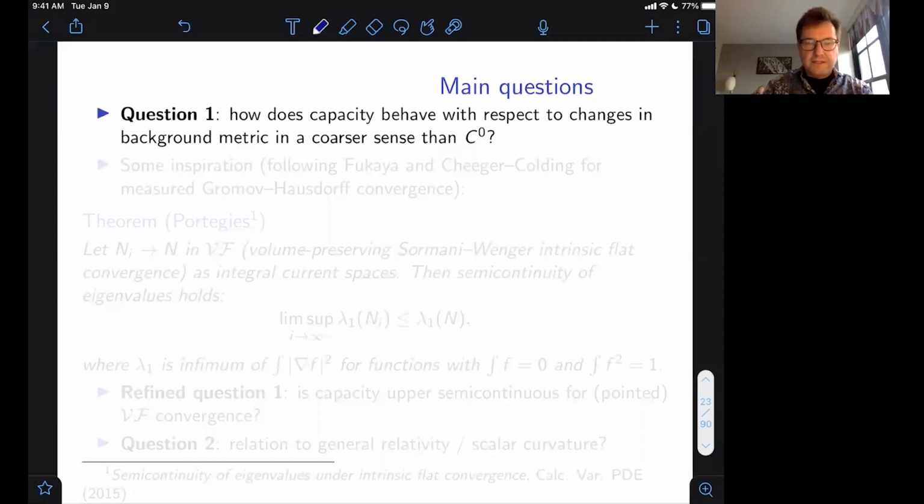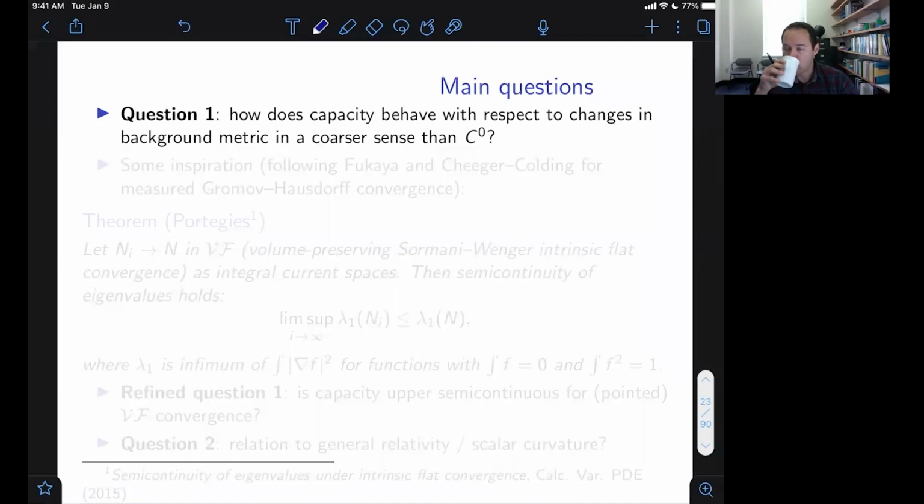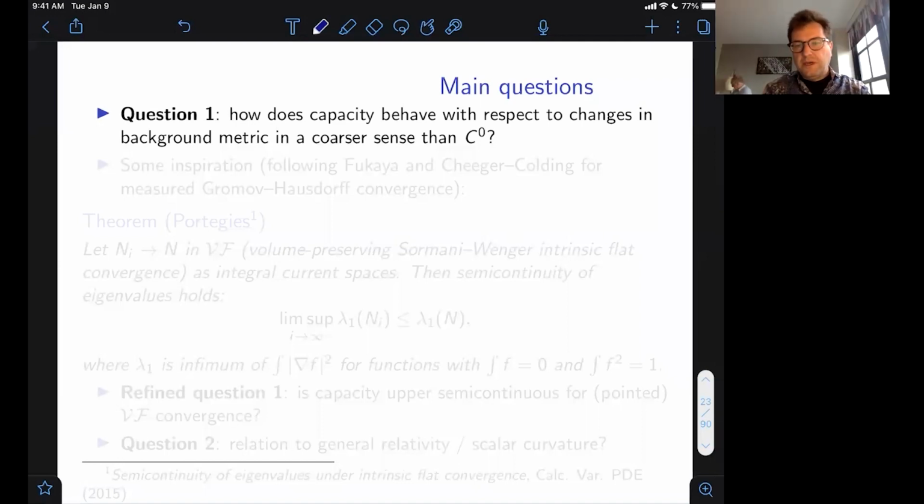Jeff, may I ask you a question? Sure. There is also a notion of capacity in symplectic geometry. Is there any connection between these two? I mean, we can discuss this later if there is no short answer to this.